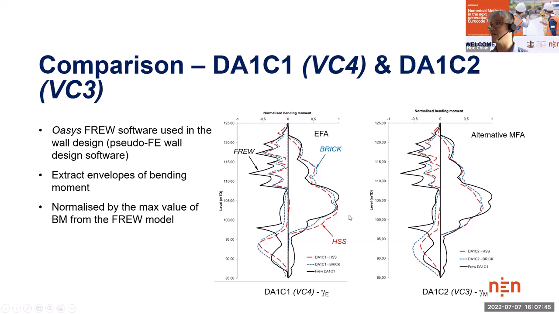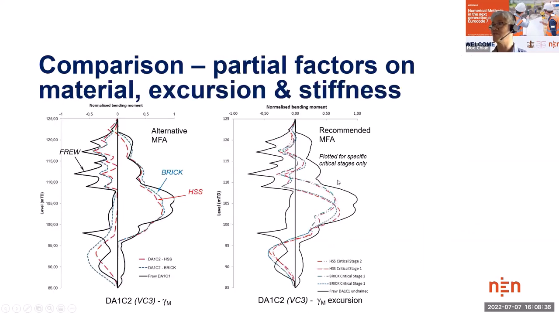Then I compared it against another design approach, for example verification four, where I apply partial factors on the effects of actions. When I apply the partial factor on material, I did the same. You can see that the distance between the black and the colored line shows the relative magnitude of the bending moment, which means that for this alternative material factor approach, it is less critical than the effects factor approach. That is how I have compared them, and I compared all the results based on that approach for this particular stiff clay site and also the soft clay site.